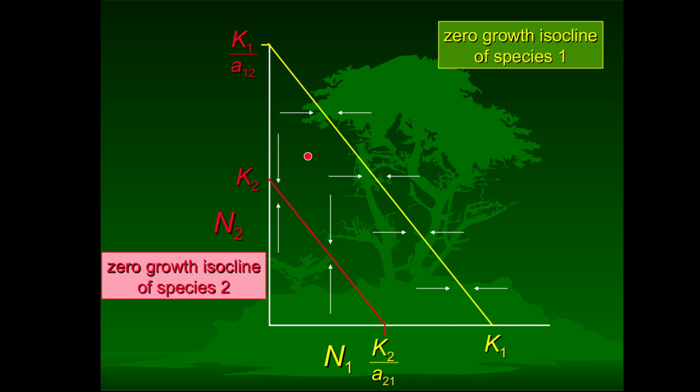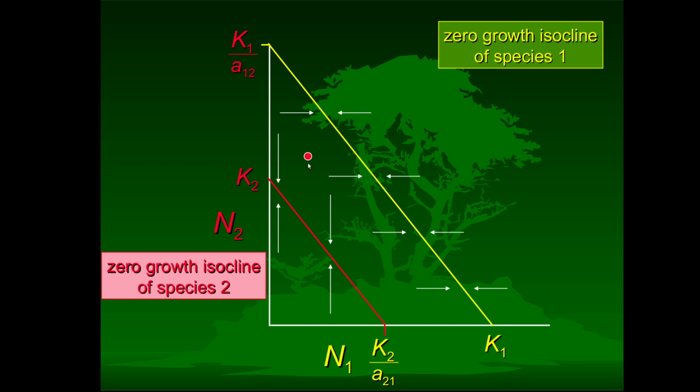If we're above isocline 1 and below isocline 2, then 1 decreases, but 2 increases. If we're above isocline 2 and below isocline 1, then 2 decreases, but 1 increases. If we're below both isoclines, then both 1 and 2 increase. When we cross an isocline, only one species, 1 or 2, is changing. And if we hit one of the axes, then the other species' population density goes to 0.